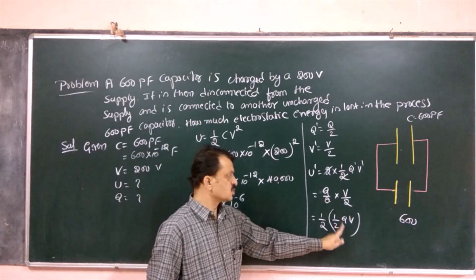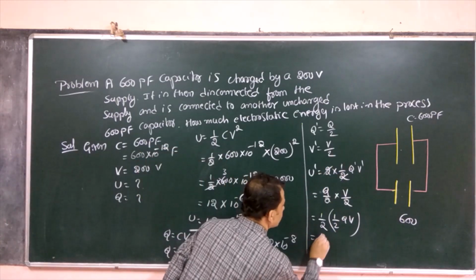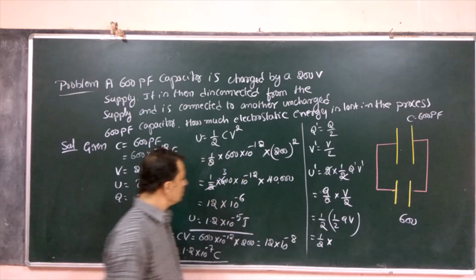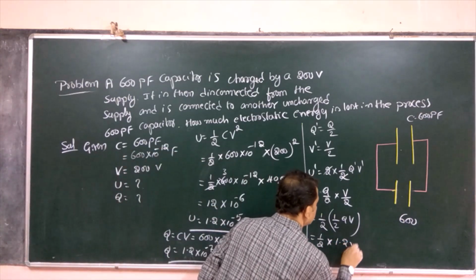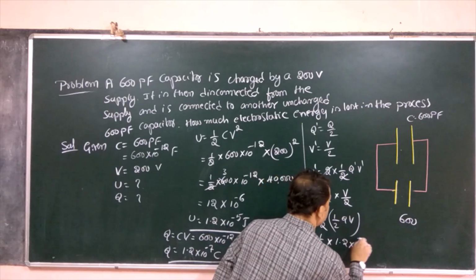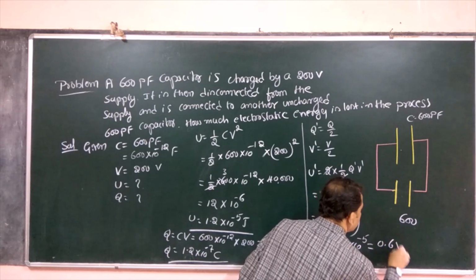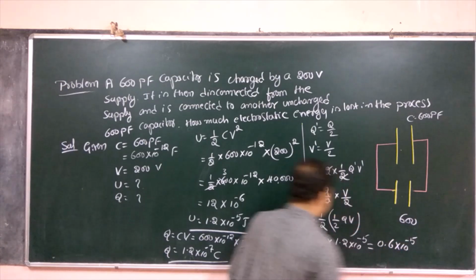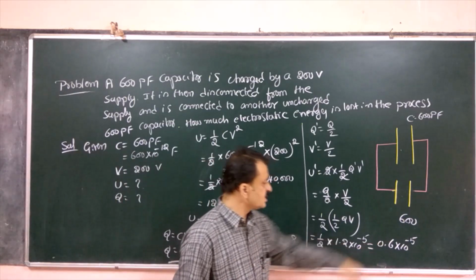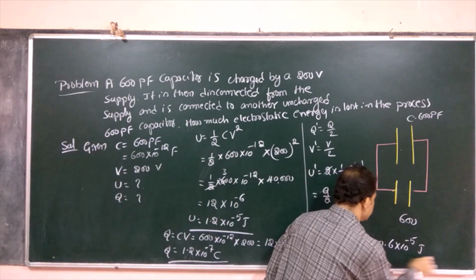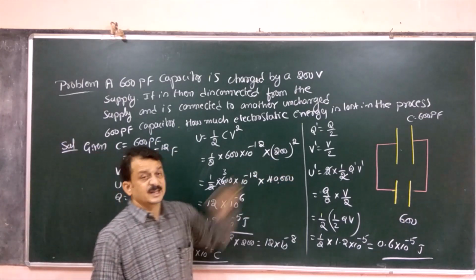That is, the energy stored in the capacitor when the battery is connected, that case. Therefore it is half into, and its value we have already calculated, 1.2 into 10 to the power of minus 5. Dividing this, 1.2 divided by 2, it is 0.6 into 10 to the power of minus 5 joules. So this much amount of energy is stored.